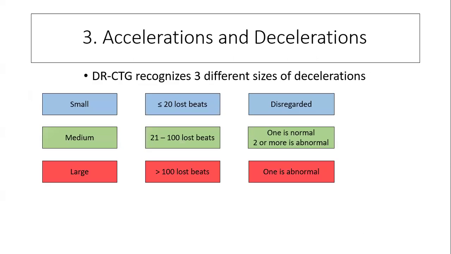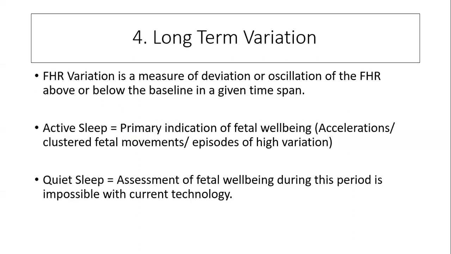So there are three categories of decelerations. You have small, medium, and large decelerations. Decelerations that constitute lost beats less than 20 beats are often disregarded by the analysis. When you have medium decelerations between 21 and 100 lost beats, or large decelerations, those are very important and they are factored into the analysis.